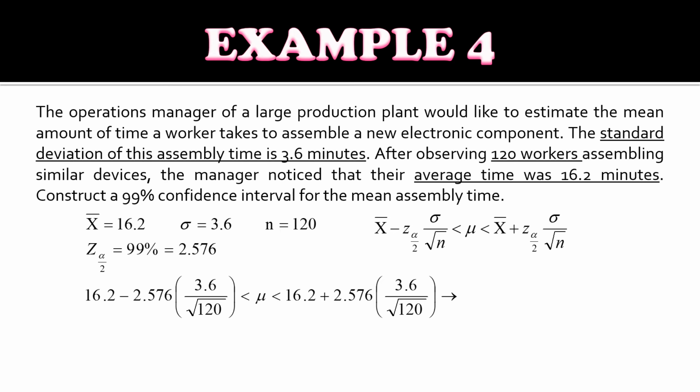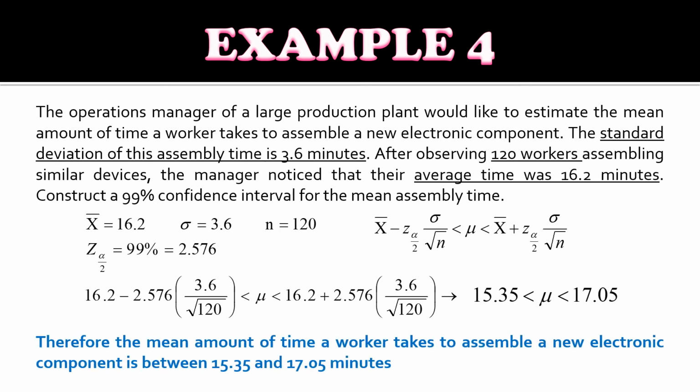So 16.2 minus 2.576 times 3.6 divided by the square root of 120 for our lower limit. And for the upper limit, 16.2 plus 2.576 times 3.6 over the square root of 120. So that will give us the lower limit of 15.35 and the upper limit of 17.05 for the estimate of the mean. Therefore, the mean amount of time a worker takes to assemble a new electronic component is between 15.35 and 17.05 minutes.